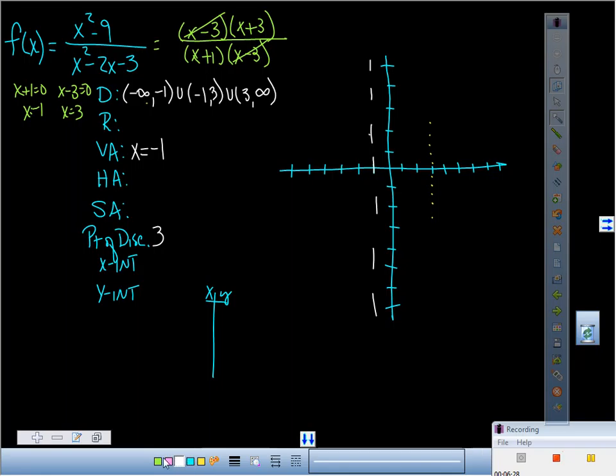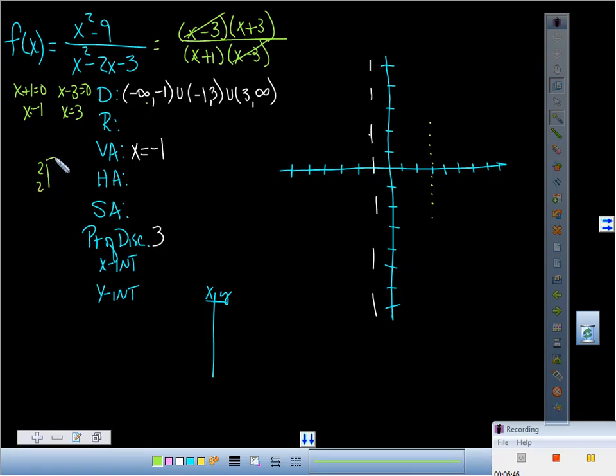All right. Now let's find the horizontal asymptotes. When we talk about horizontal asymptotes, what should you be thinking about? Degree. Degree of the top and the degree of the bottom. What's the degree of the top? What's the degree of the bottom?